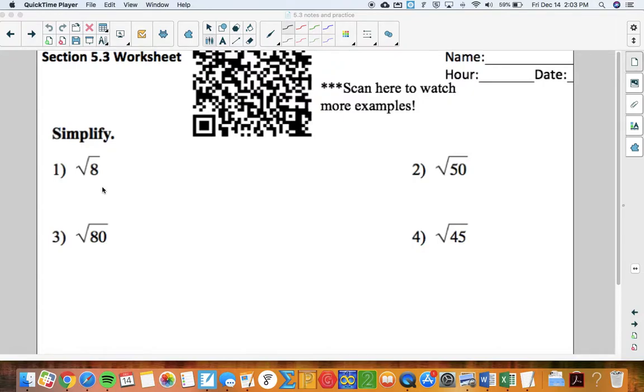Hello, this is worksheet 5.3. Let's simplify some radicals. All right, this is going to be awesome.